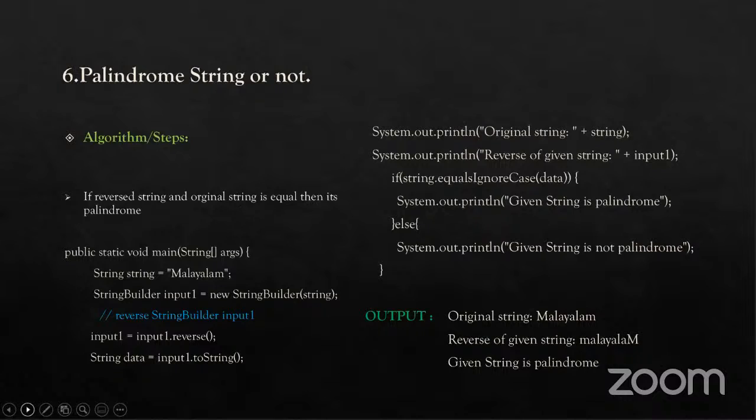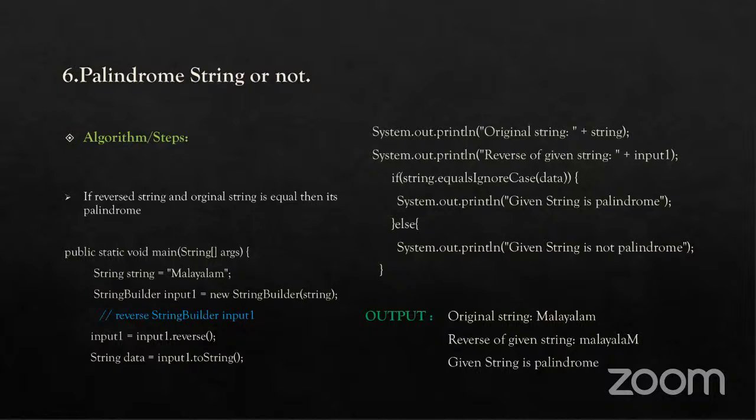So this is the last program. Here I am showing you how to check whether the given string is a palindrome or not. Palindrome means, as you know, when reading from both sides, the word should be the same. We can do the palindrome program based on the reverse string program. By using this reverse program, we can calculate whether the string is a palindrome or not.